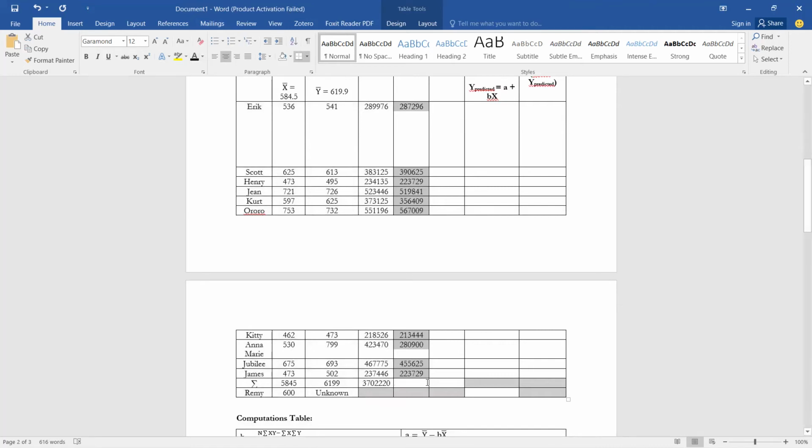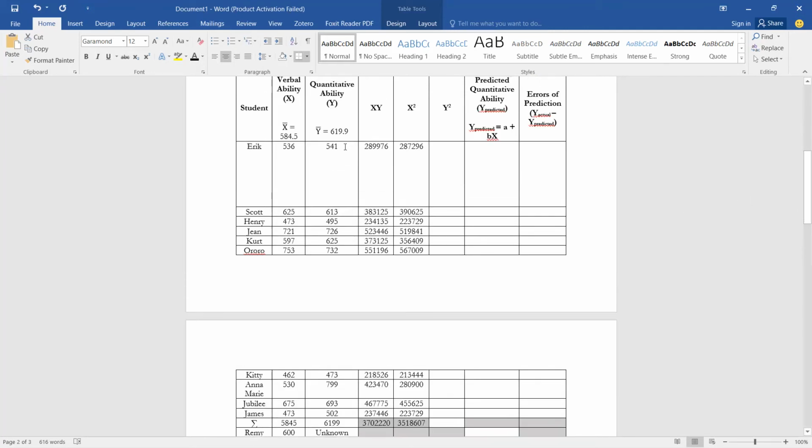So I hope you're still following. So the sum is around 3.5 million. Then Y squared, square this, and then this, and then add all the Y squareds. So for this one, it's 292,681. So do the same for the rest of the students and sum the Y squared. There.